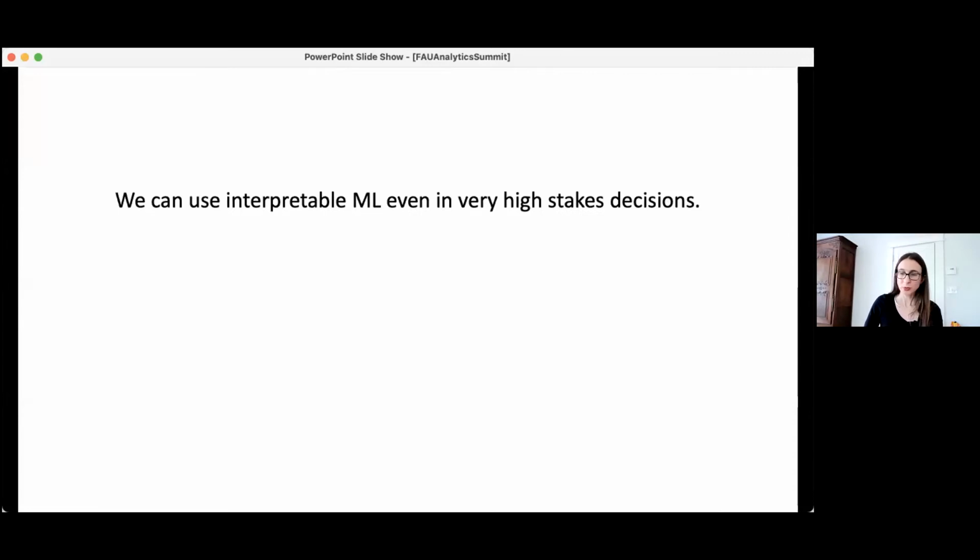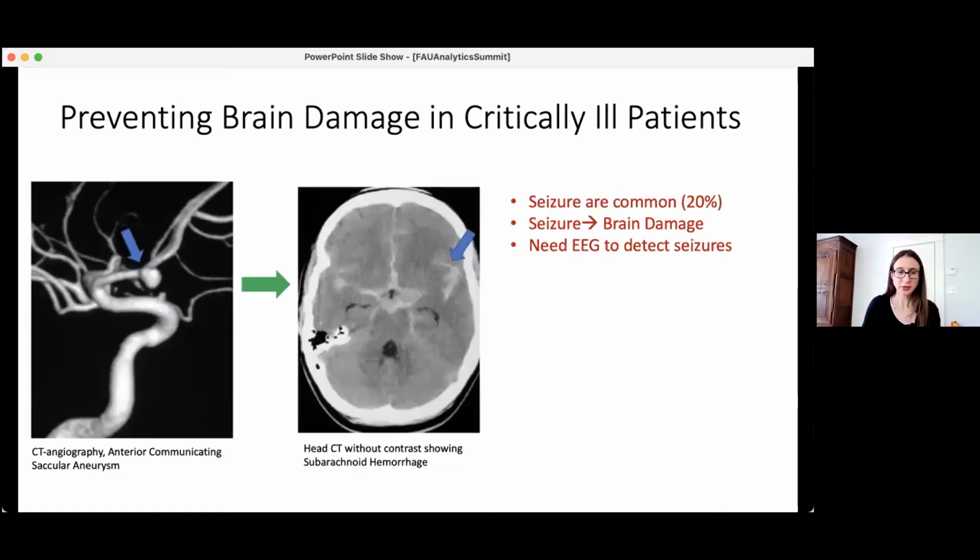Now, we can use interpretable machine learning even in very high stakes settings. So I'm going to give an example where interpretable machine learning is used in the highest stakes settings that you can imagine, which is the care of critically ill patients. So let's say that you have an aneurysm and it bursts, which means that this is a blood vessel in your brain. It bursts, there's blood in your brain, you have a hemorrhage. You go and you get surgery and you're placed in the intensive care unit of a hospital and you're being monitored with continuous EEG monitors.